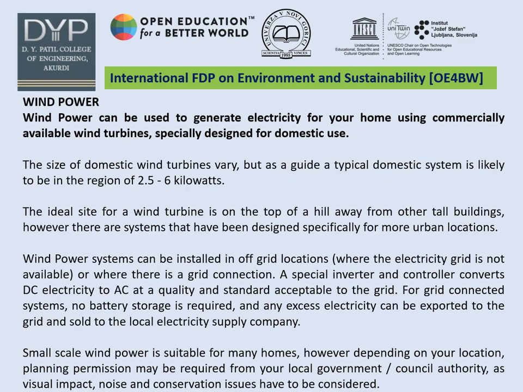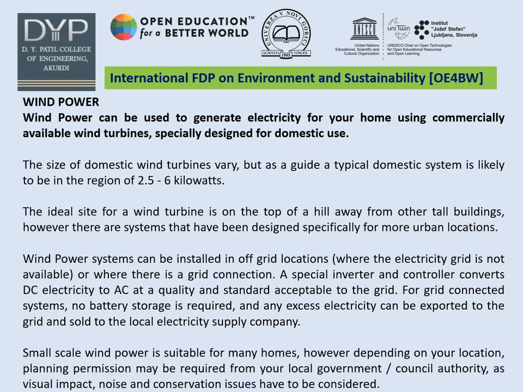Wind farms also leave the overwhelming majority of land they are built on undisturbed. The size of domestic wind turbines varies, but as a guide, a typical domestic system is likely to be in the region of 2.5 to 6 kilowatts. The ideal site for a turbine is on the top of a hill away from other tall buildings. However, there are systems that have been designed specifically for more urban locations.